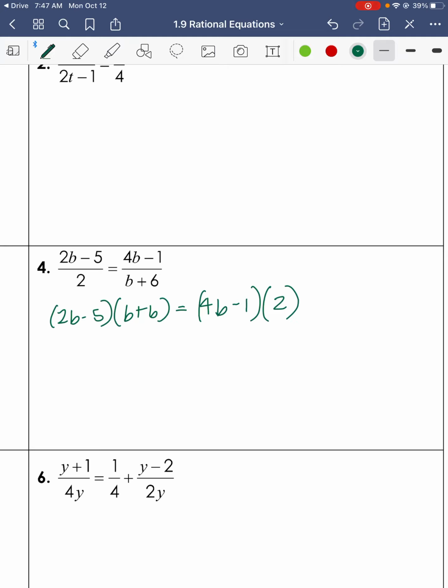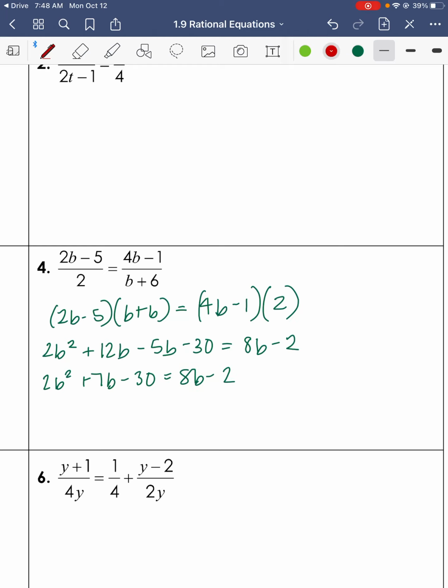Okay, so we'll have to FOIL here. So the first we have 2b times b is 2b squared. The outer plus 12b, inner minus 5b, and last minus 30. That is equal to 8b minus 2. Okay, I just distributed that 2 there. Let's combine like terms on the left side. We have 2b squared plus 7b minus 30. That's equal to 8b minus 2.